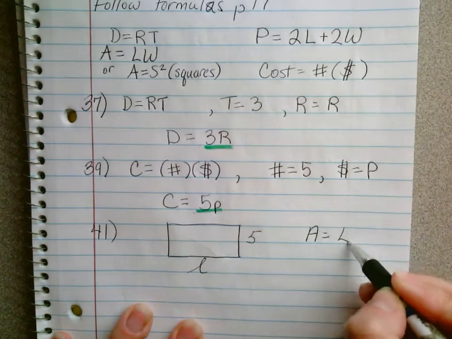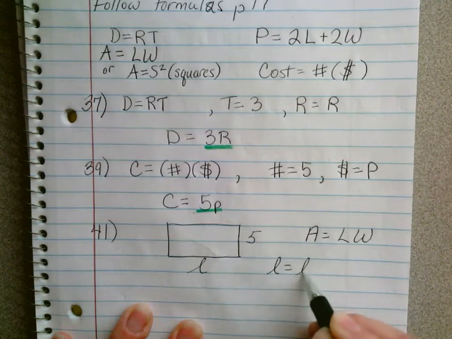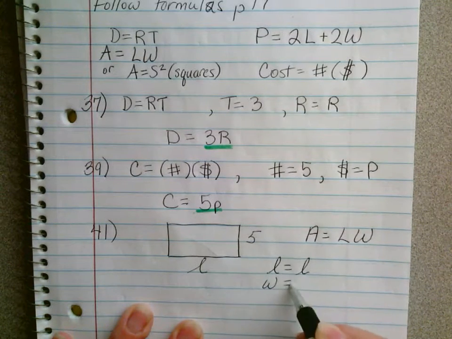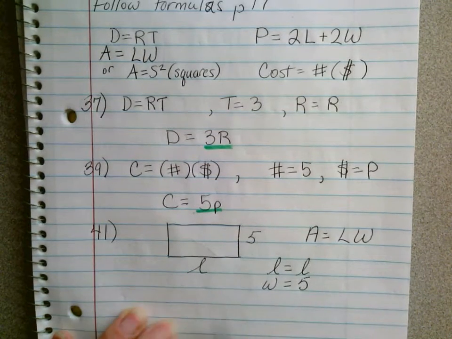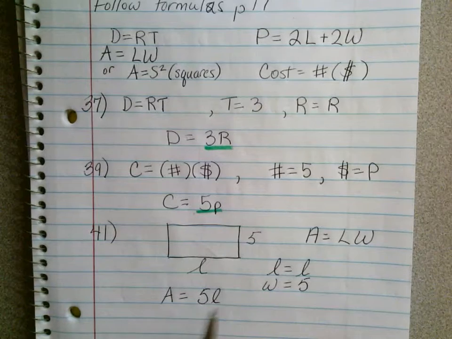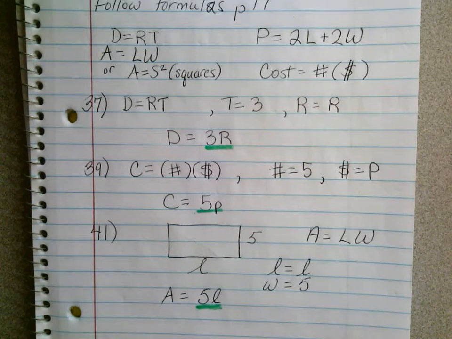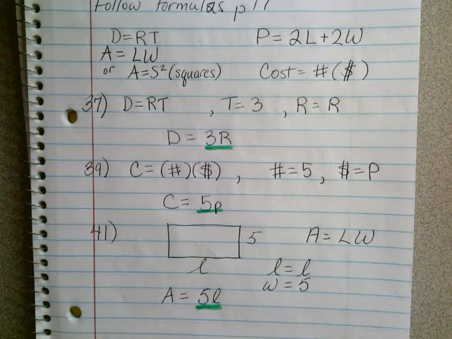Good. If area is length times width, and length simply is equal to L, and width simply is equal to 5, then area is equal to 5L. Notice you always put the number in front of the variable. If there's ever a number and a variable, don't write L5. Okay, don't write that. You'll look in the back of the book at an odd and you'll be confused.